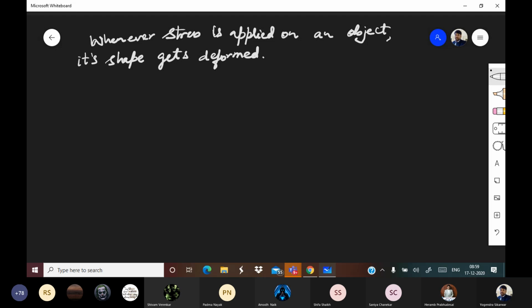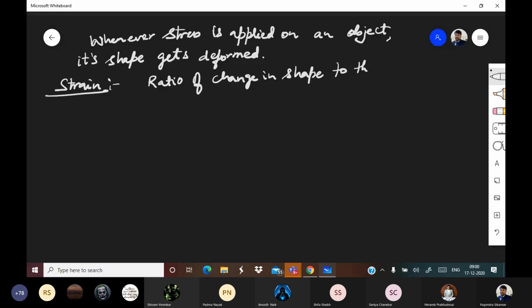So, pay attention. We are actually talking about a new term, and that is called strain. All right. So, what exactly is strain? Ratio of change in shape to the original shape is called strain.